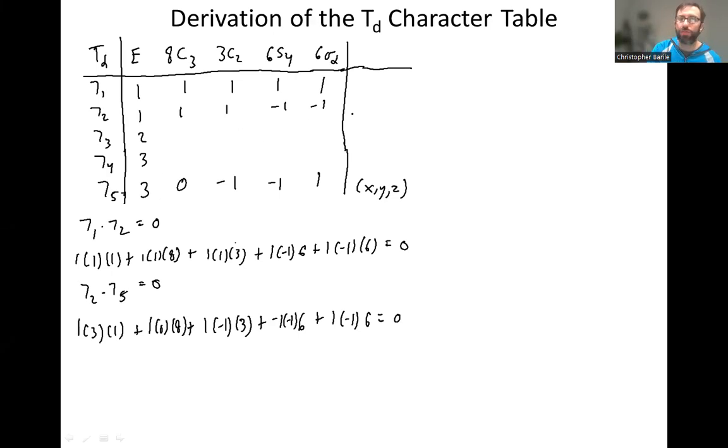We've done this trick before when we've tried to get some quadratic function in previous character tables that we wanted. Here we don't even know what function, or if there's any simple function, that this gamma 2 transforms as, but we don't really care. We're going to try to take advantage of this and see if we can make something that's orthogonal. So if we do that, we're going to get 1 times 3 is 3, 1 times 0 is 0, 1 times negative 1 is negative 1, negative 1 times negative 1 is 1, and negative 1 times 1 is negative 1.